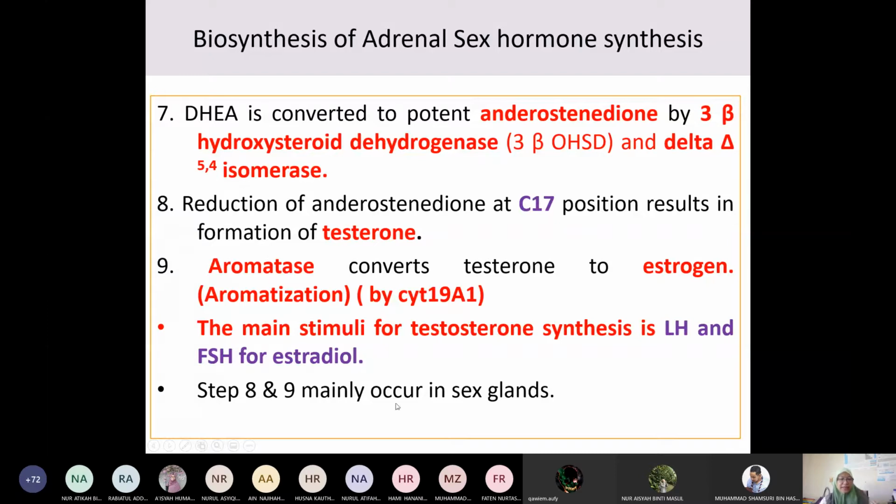Aromatase, like other enzymes involved in steroid biosynthesis, is also a cytochrome, but a different species, cytochrome P450 19A1. The main stimuli for testosterone synthesis is LH, and FSH for estradiol. The reduction of androstenedione and the aromatase activities are found in the sex glands.